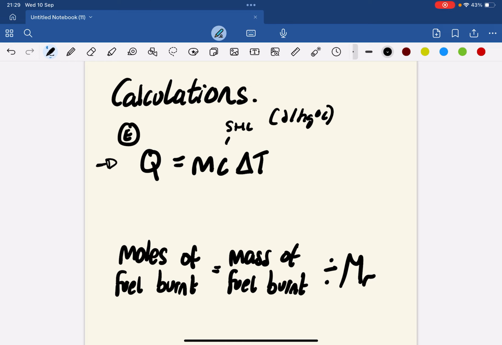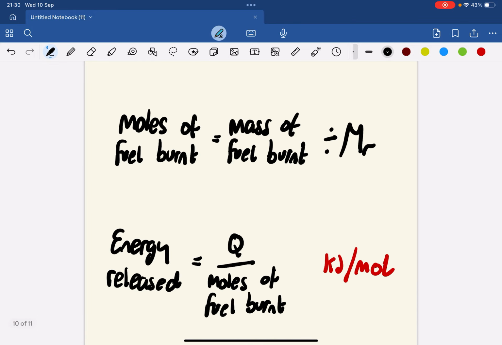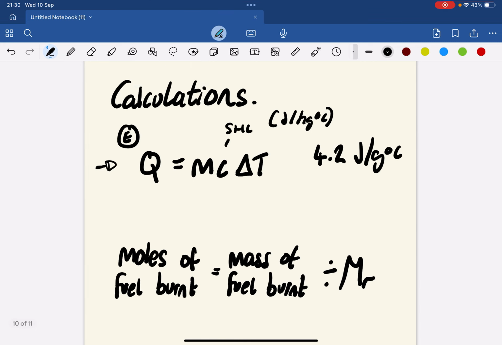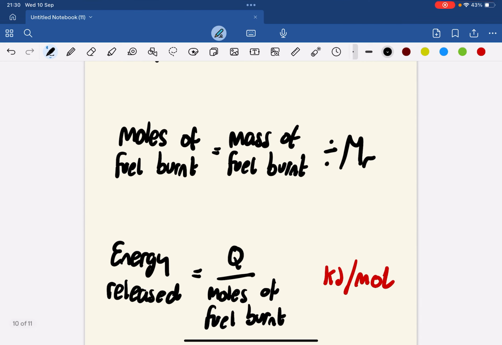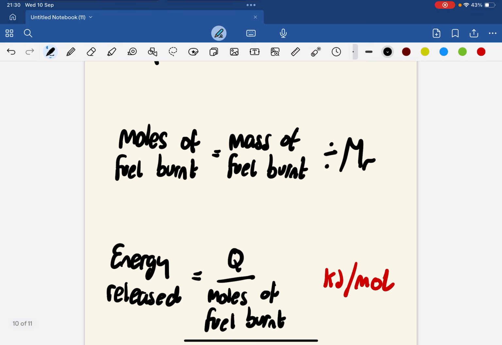But the specific heat capacity of water would normally be given to you, but it's 4.2 joules per gram per degree Celsius. So that's a handy one to remember. And then we've got the number of moles in this equation here, which is when we want to get the moles of the fuel that we're burning in these calculations. So how many moles of fuel that's been burnt is equal to the mass of the fuel burnt. So you need to know the before and after, a bit like the temperature, divided by the Mr, which is the molecular mass.